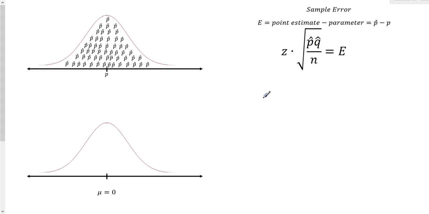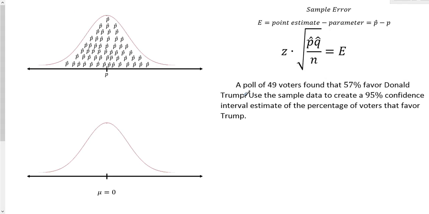Okay? So let's take a look at an example. A poll of 49 voters. So 49 voters is our sample. We have a sample size of 49, found 57%. So I know that n is equal to 49. And I also know that p hat, it says 57% favor Donald Trump. So p hat is 0.57.